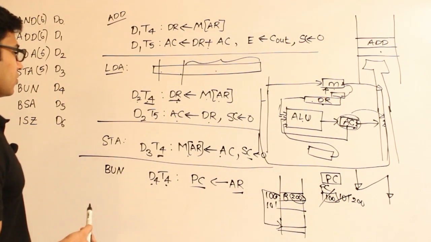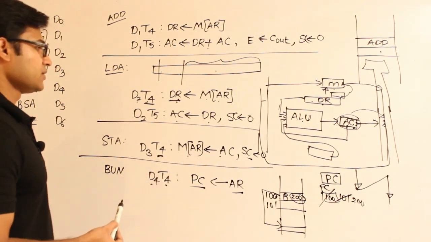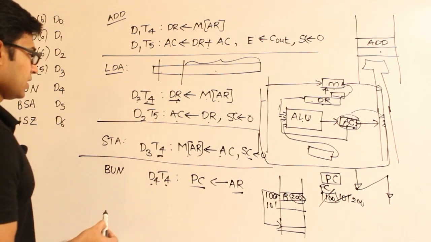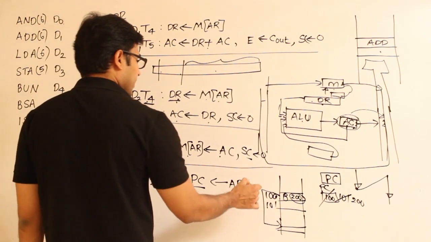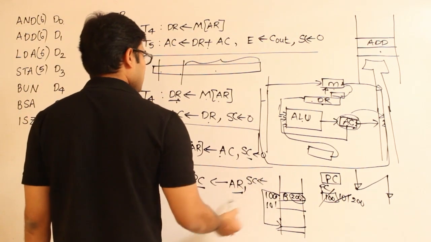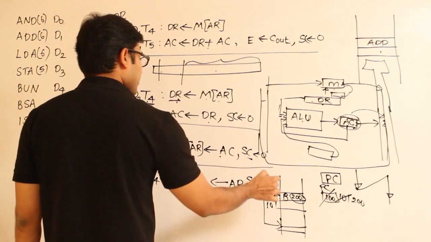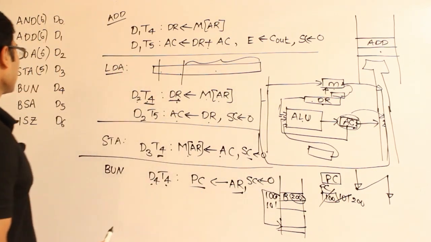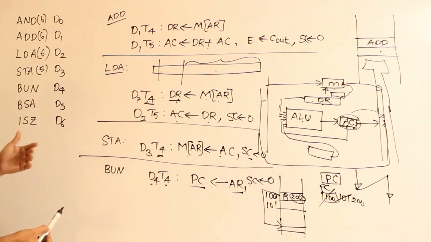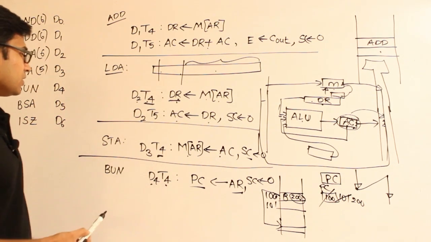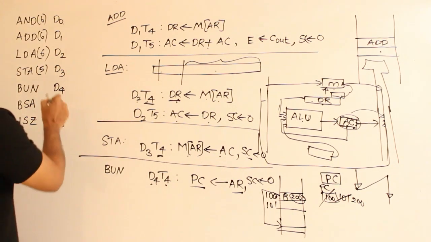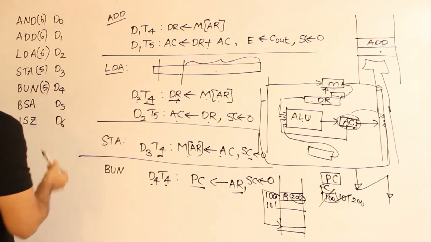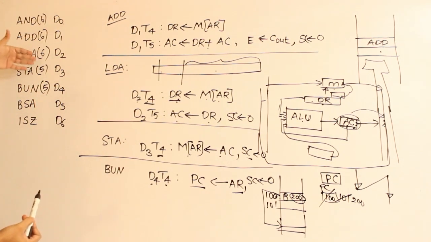Got it? So at T4 itself, the execution is over, and once the execution is over, we are supposed to fetch the next one. In order to enable that, make SC as 0. Got it? So how many clocks did this unconditional branch take? T0 to T4, which means 5 clocks. Again, this is also 5 clocks. See the difference, 6 clocks and then only 5 clocks here.